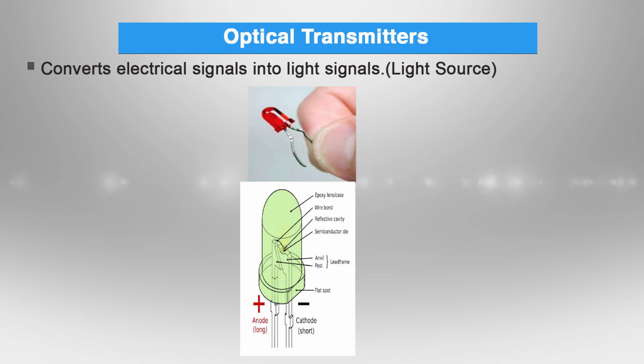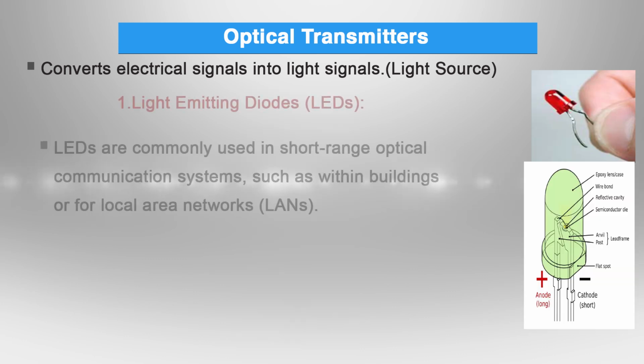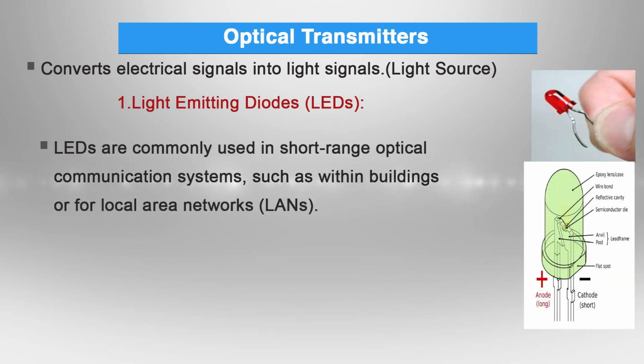Optical coupling efficiently couples the modulated light into the optical fiber with minimal loss. This involves lenses, mirrors and fiber pigtails. Different types of optical transmitters. First is light emitting diodes, LEDs.